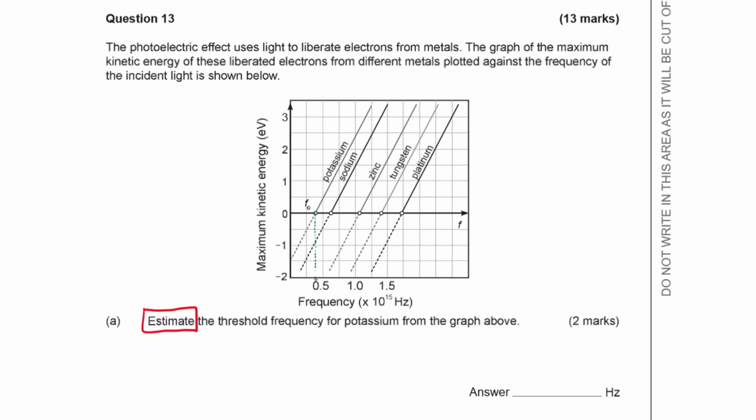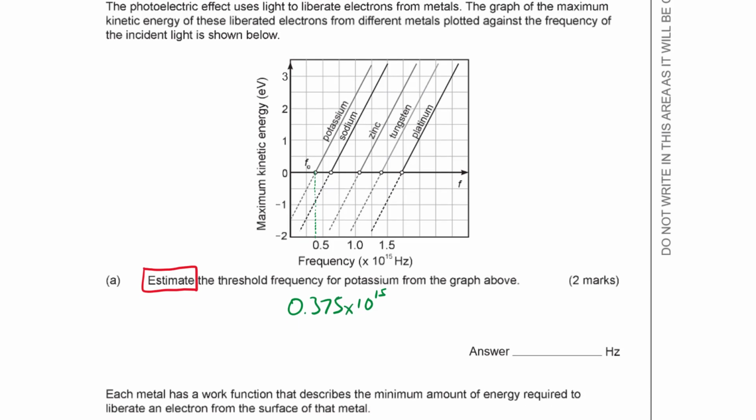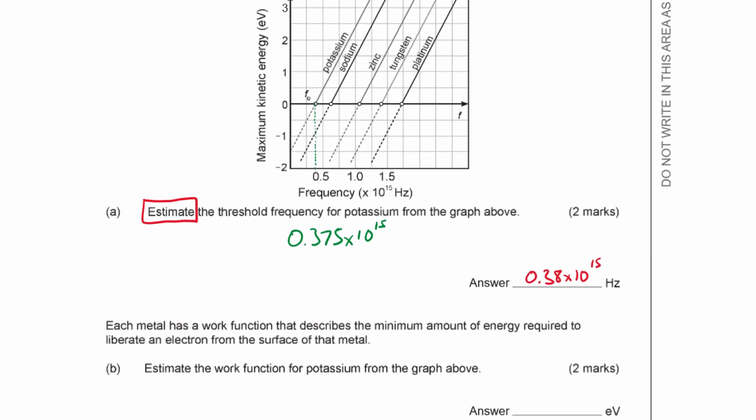So I'll just draw my line down here, and it sort of intersects just a little bit above halfway. So I'm going to go ahead and say that's around 0.375 times 10 to the 15. I'm remembering that this is two significant figures, so I'm going to make sure that I put in my answer as 0.38 times 10 to the 15 hertz. I'm going to keep going.